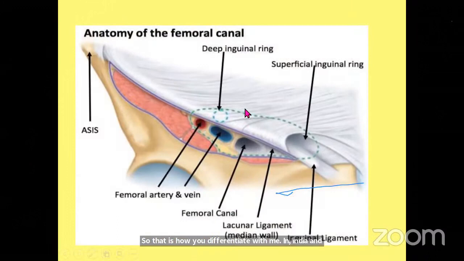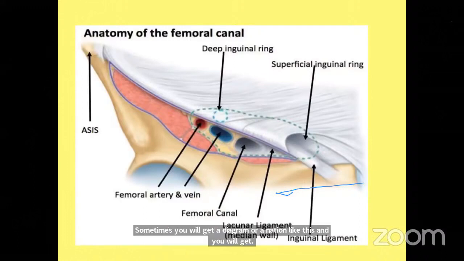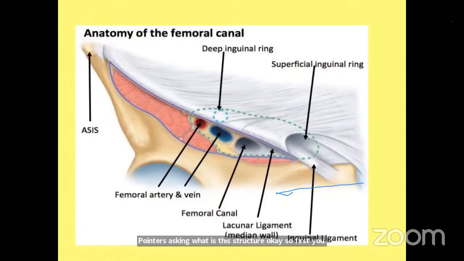Now, this is just an anatomy of the inguinal ligament, the rings and the femoral sheath, and how all these structures are related. Sometimes you will get a diagram or image like this, and you will get pointers asking what the structure is. First you can see the inguinal ligament extending from the anterior superior iliac spine to the pubic tubercle, and you can see the superficial inguinal ring as well as the deep inguinal ring.